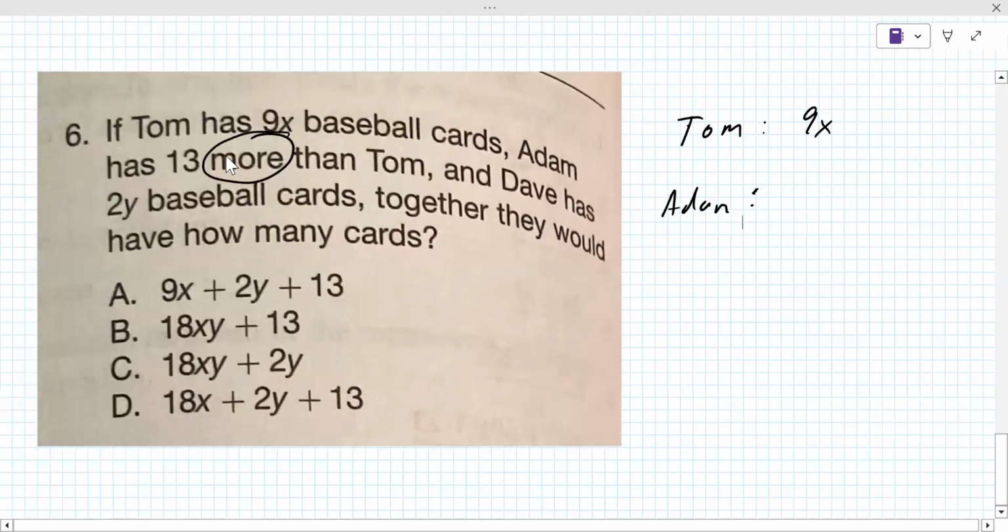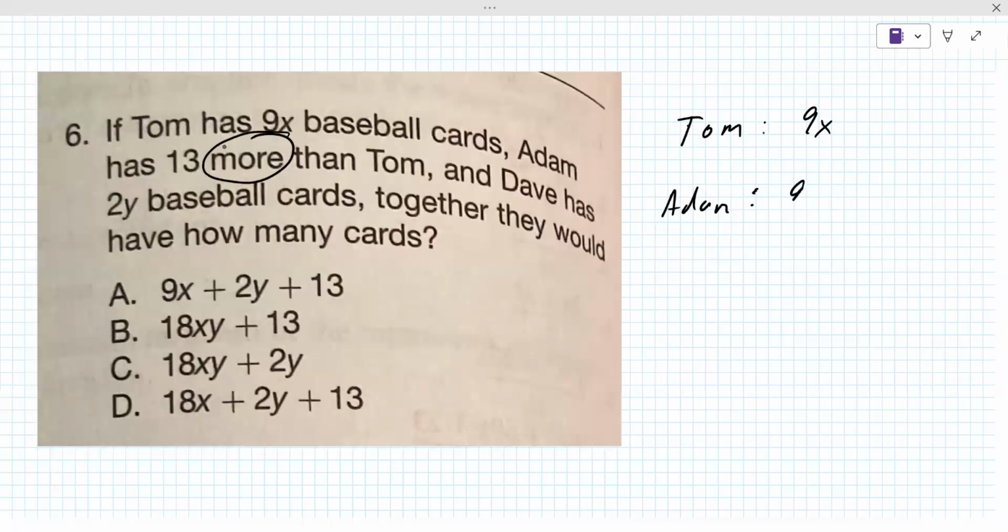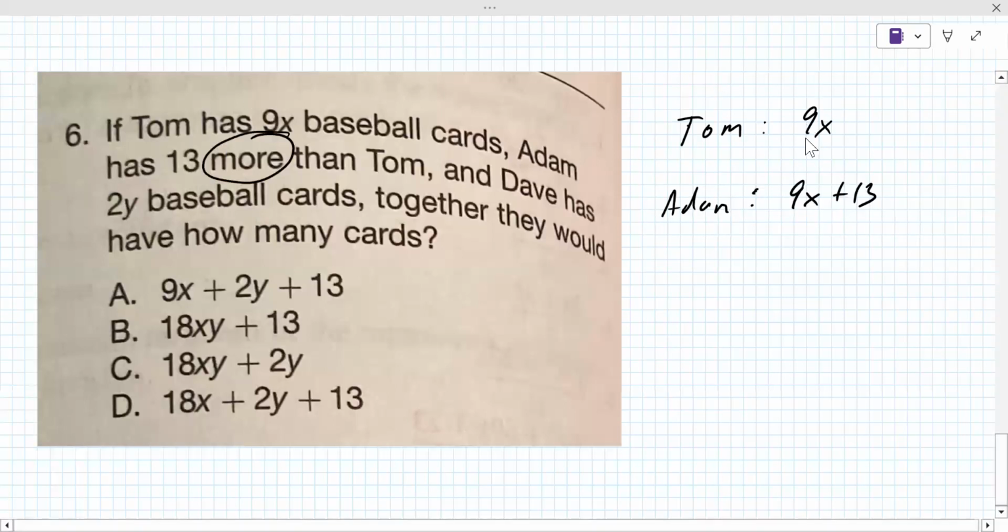So that would be plus 13. 9x plus 13, because it's all the ones that Tom has, and 13. Would it be A, or would that be too easy? No, it's definitely not A. A is the most common wrong answer, so we've got to keep going.